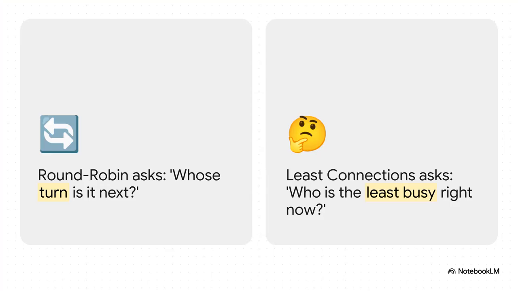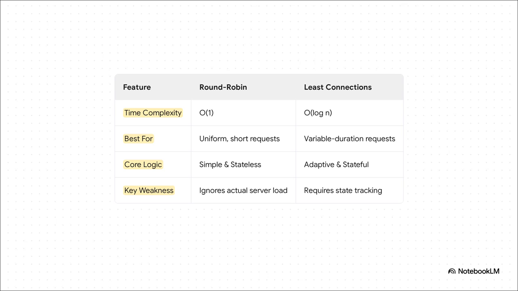And really, this boils it all down perfectly. Round robin is just a list keeper. Its entire logic is asking, whose turn is it next? That's it. Least connections, on the other hand, is asking a question about the present moment. Who is the least busy and ready for more work right now? Two totally different philosophies. And here it is, the ultimate cheat sheet.